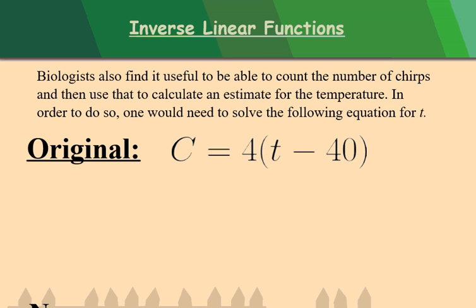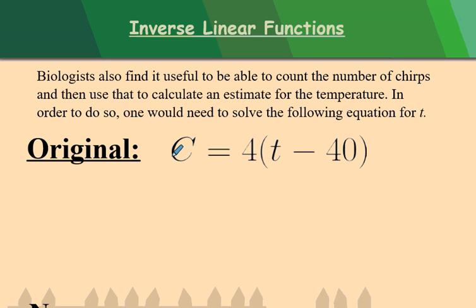Okay? Biologists also find it useful to be able to count the number of chirps and then use that to calculate an estimate for the temperature, so the reverse. The way that this original equation was set up was I would supply some temperature and it would return a chirp rate. It'd be maybe more interesting if I could be outside and count the chirp rate and then estimate the temperature without using a thermometer or an app on my phone.